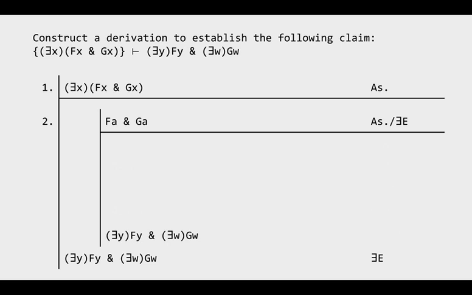Now, the rule for existential elimination is you make an assumption from premise 1, or from whatever existentially quantified sentence you want to eliminate the existential quantifier from. So you begin with the assumption 2, right? FA and GA. And you just have to make sure that the individual constant that you are using, which in this case is a, doesn't appear in any of the assumptions.